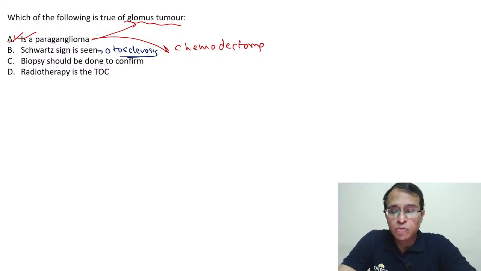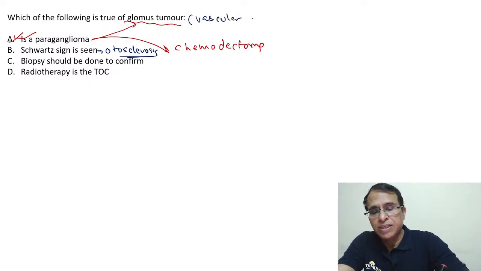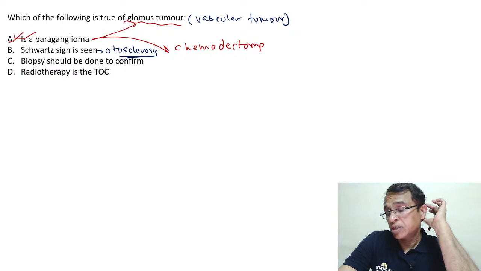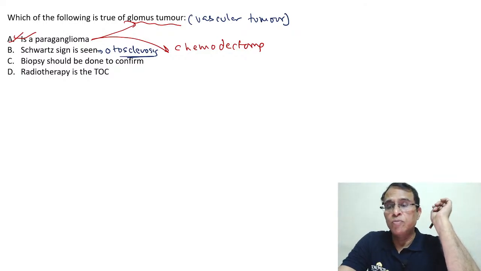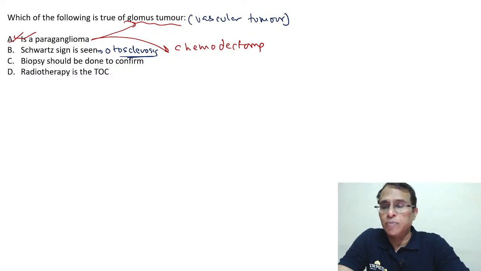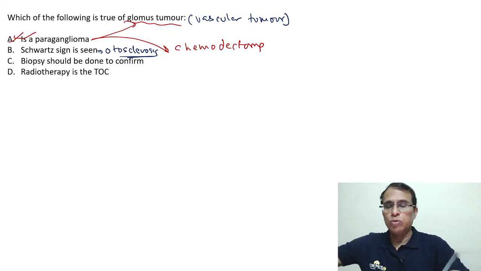Glomus tumor is a vascular tumor, and that's why if you take a biopsy, the patient may have a lot of bleeding. Bleeding may be a problem, and that's why biopsy is contraindicated. For most benign tumors, surgery is the treatment of choice. You can do radiotherapy if surgery is not possible. Radiotherapy is pretty commonly done, but it's not the treatment of choice. Treatment of choice is surgery. Okay, so this is about glomus tumor.